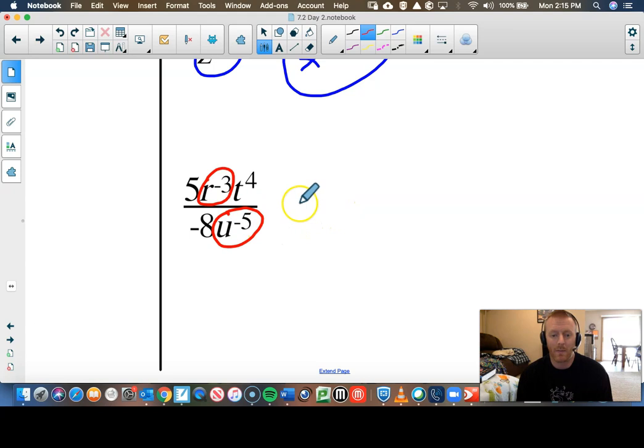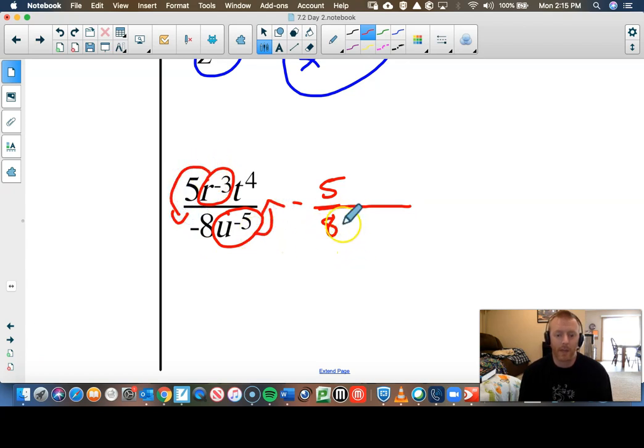So in my mind, I have a negative 5/8. So I have a top and a bottom. These numbers stay where they are. The r to the negative 3 came to the bottom. The u to the negative 5 came to the top and becomes positive. So r to the third comes to the bottom, it's positive. T to the fourth was already positive, so it stays. And then the u to the negative fifth, that was negative, so it had to move too.